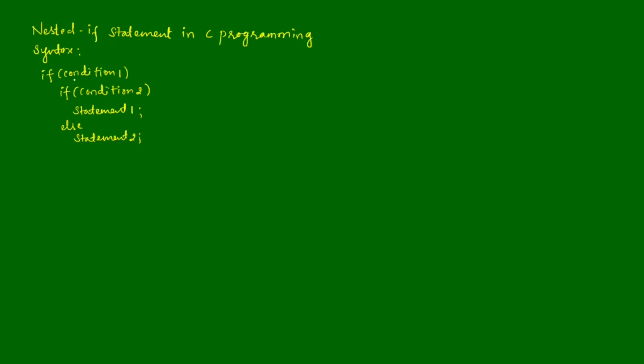What is going to happen if the condition 1 itself is false? Then else if condition 3 will be checked. If this is true, then statement number 3 will get executed. If this condition 3 is false, then else statement number 4 will get executed. Here you can see one if else is enclosed or embedded within another if else if statement. So such statements are called nested if statement.